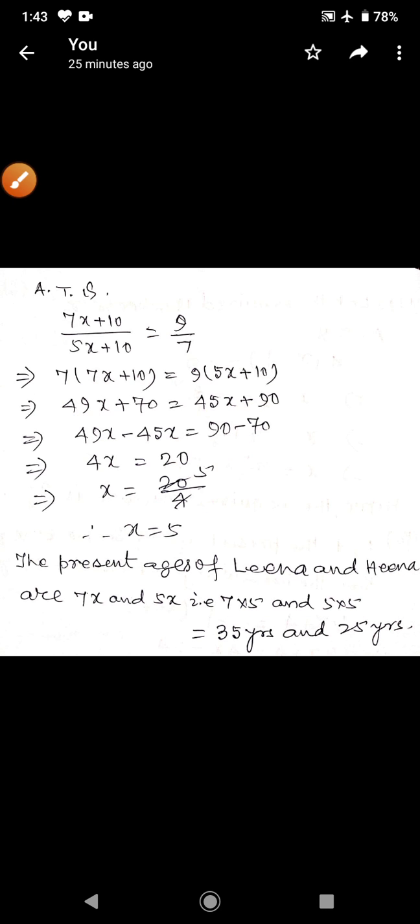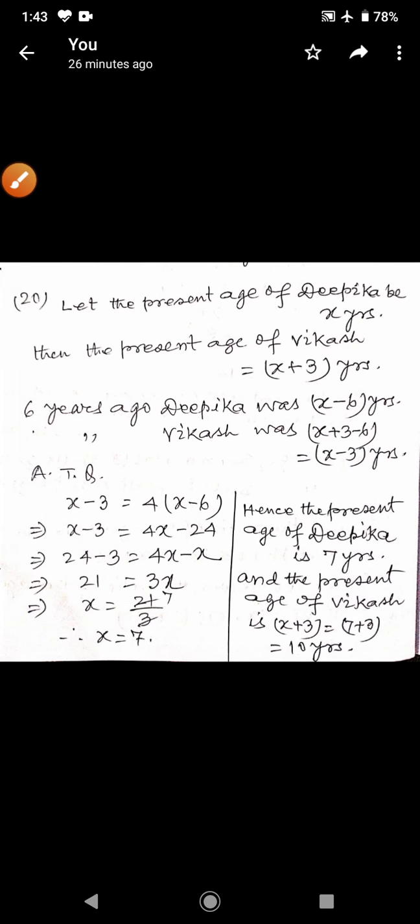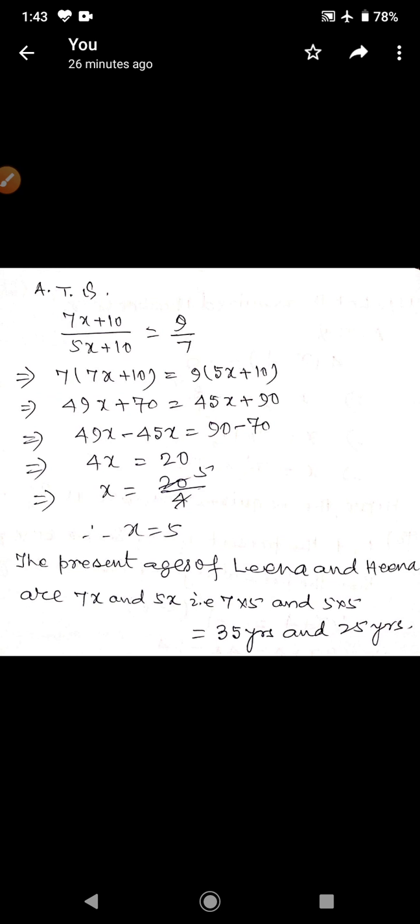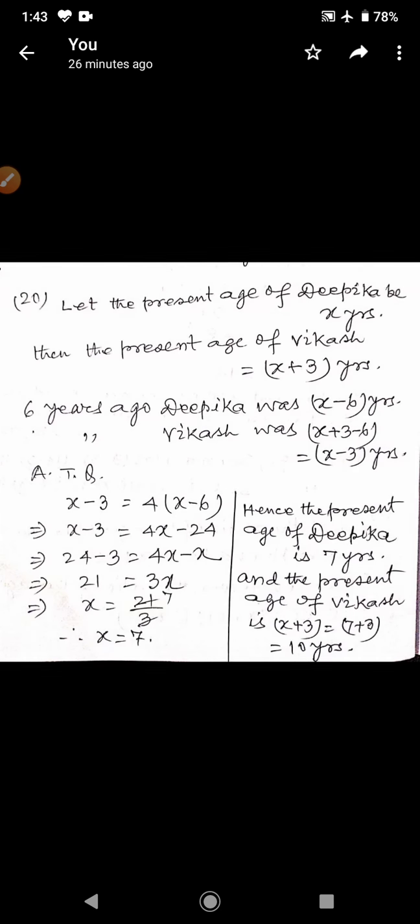The present ages of Lena and Hina are 35 years and 25 years respectively.